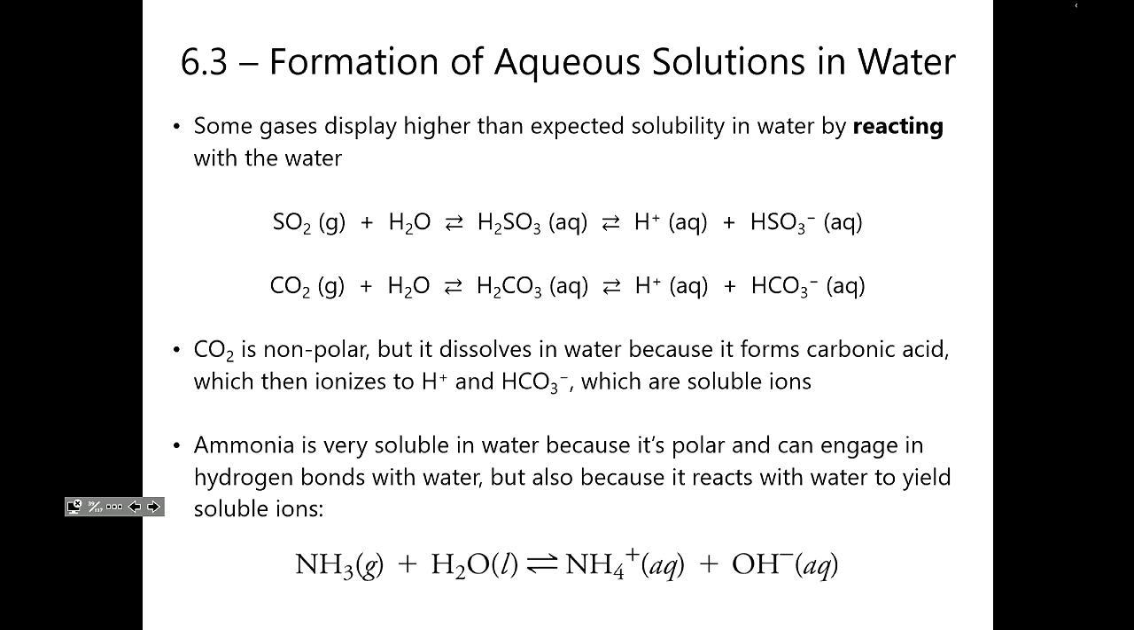That produces sulfurous acid, which is the name of this compound. But then, as we're going to learn in the next chapter, this can break apart into ions. And H plus is what defines an acid in solution. And this is one of the major culprits of what we call acid rain.